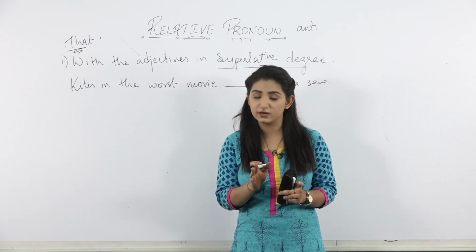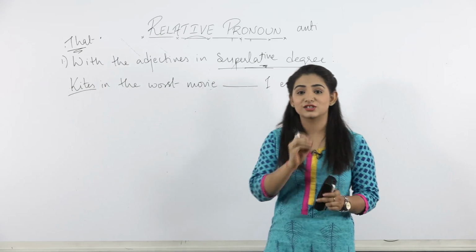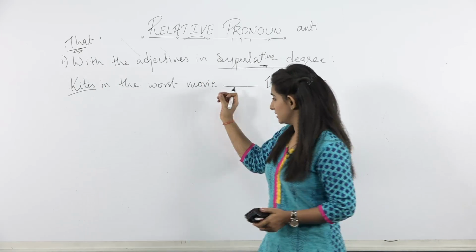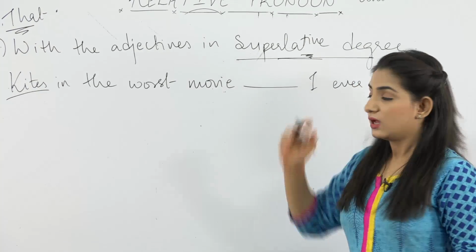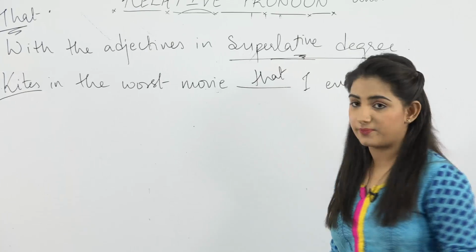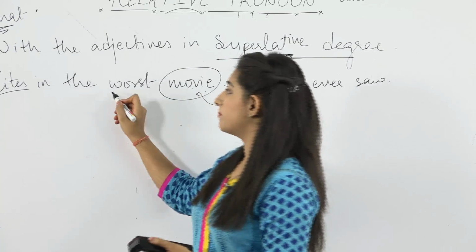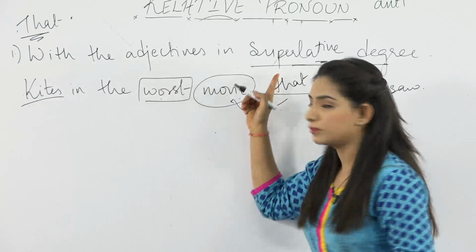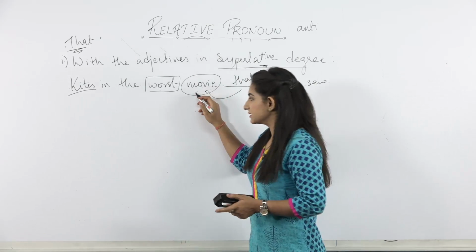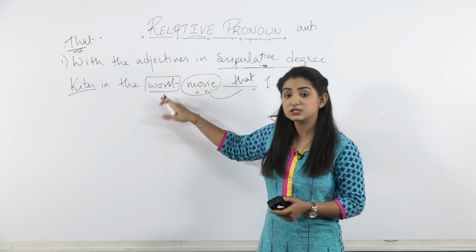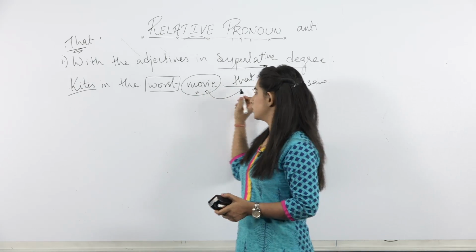Now please don't be offended. अगर आपकी ये बहुत favorite movie है तो आपको बुरा नहीं मानना. Kites is the worst movie dash I ever saw. यहाँ पे ऐसा sentence लिखा है. And what shall we place in the blank? We shall place that here. Why? We have an antecedent, that is movie, and antecedent is preceded by an adjective that is in superlative degree. That is why we have placed that here. यहाँ पे हमारे पास एक antecedent है जिससे पहले क्या लगा है? Worst. Worst का मतलब सबसे खराब, that is the superlative degree of bad. In this condition we have used that here.